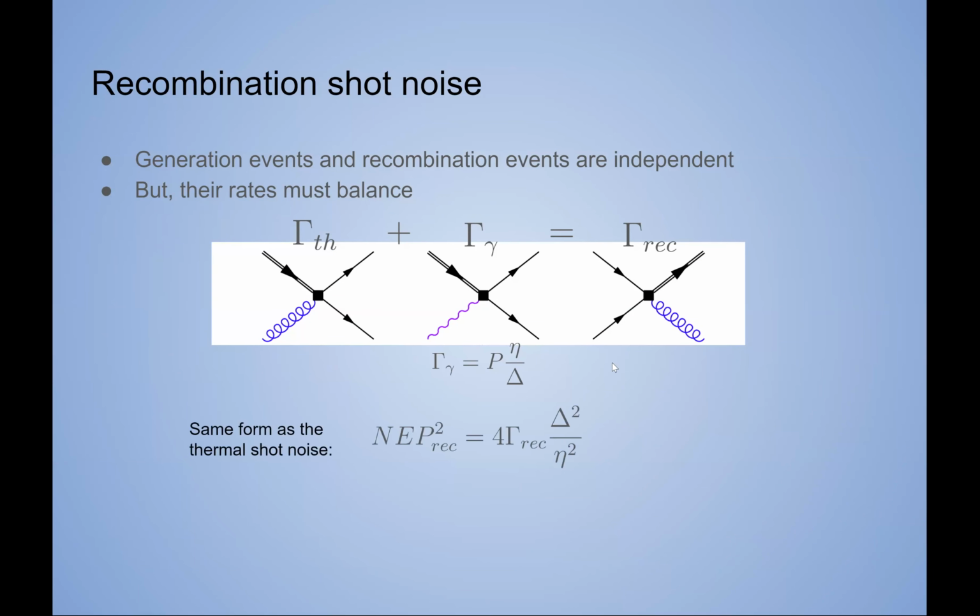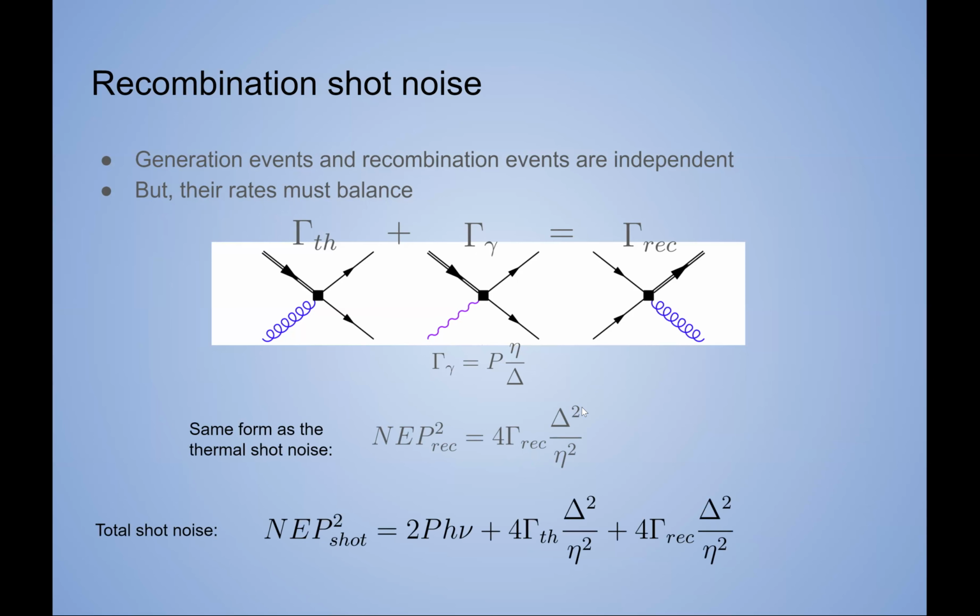And all you do is just plug in, instead of gamma th here, gamma for your recombination, which will be higher than your thermal rate if you also have some optical power incident and you're breaking pairs optically. And that's just the expression for the total shot noise.